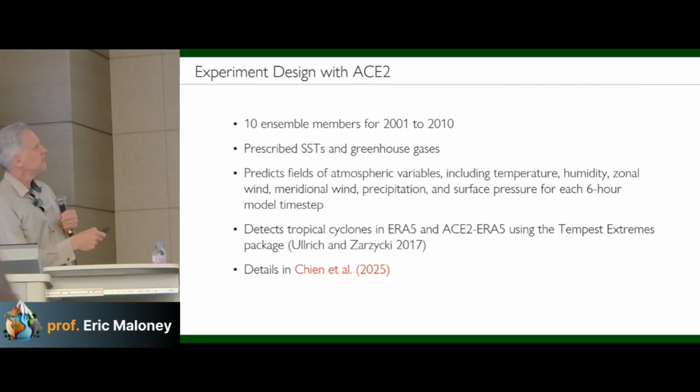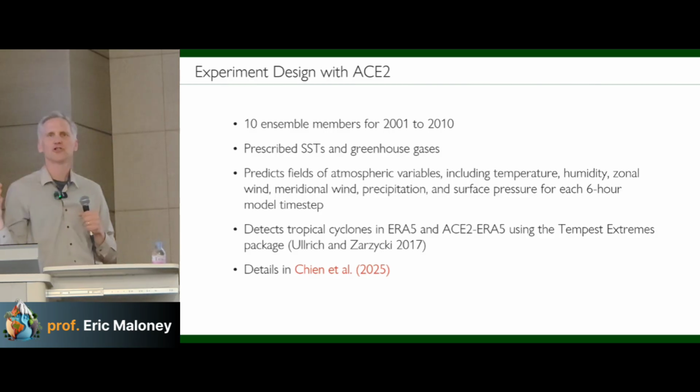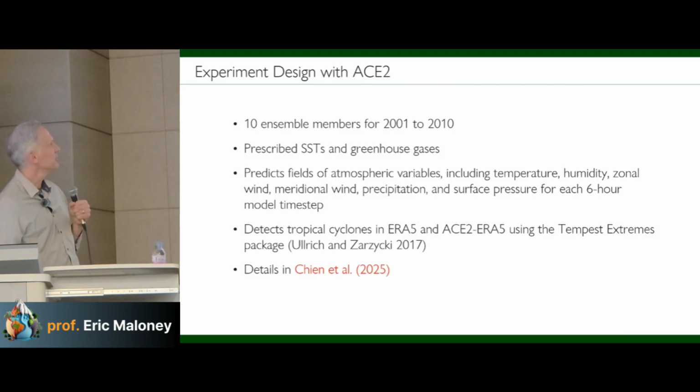All right, so what we're going to do here is look at model runs that Mu-Ting did from 2001 to 2010. We have 10 different ensemble members for this same period that are started with slightly different initial states of the atmosphere, and they're run forward. So we have 10 times 10, so like 100 years of data to look at with this model. Greenhouse gases are prescribed. We tell it what the sea surface, ocean temperatures look like. So it's just an atmosphere model, and it predicts the variables that I talked about before.